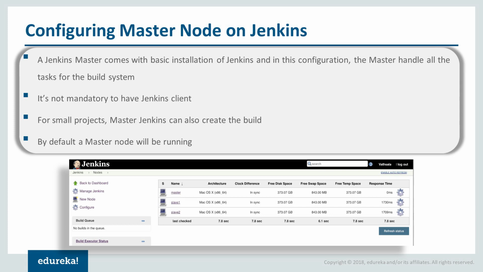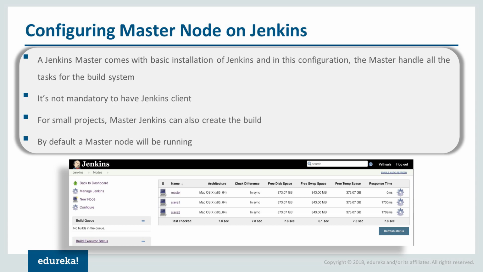So whatever builds are happening, whatever jobs are running, they are running on the master itself. It's not mandatory to have Jenkins clients. Again, as we have spoken, we have worked so far with only Jenkins master. Jenkins slave is not a compulsory thing, but you do it as a best practice. You keep it in your environment, especially if you have a big Jenkins environment managed by a single master.